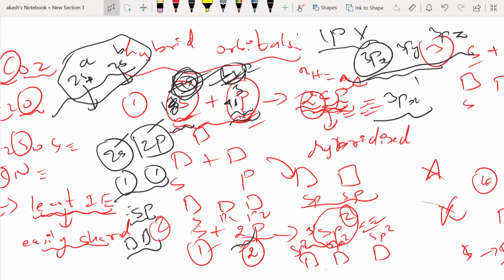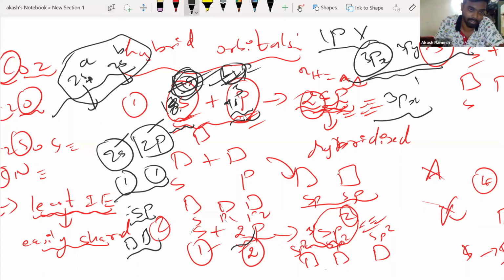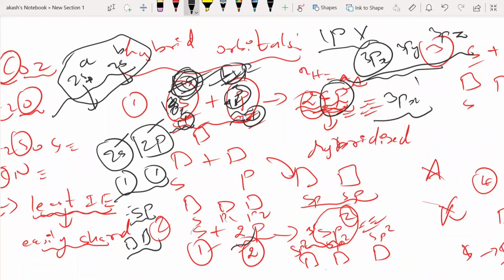Sir, as you said earlier, 1p is not there. So the most correct way to write it would be 2s plus 2p, right? Like the name. Exactly. 2s is the name, 2p is the name, and one orbital of each will combine together to form the sp hybridized orbital. Okay, right? Fine.